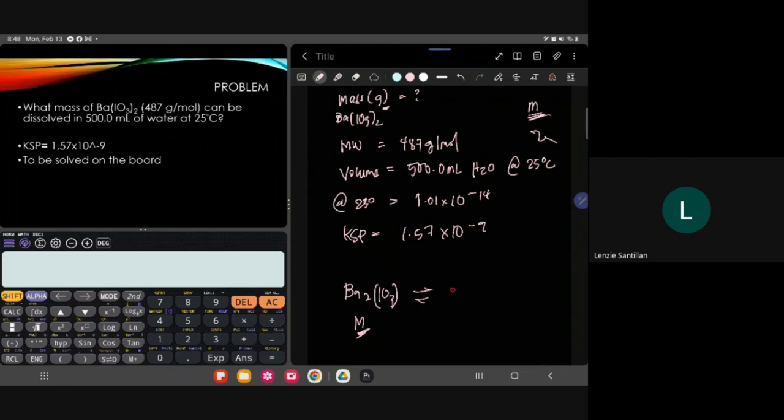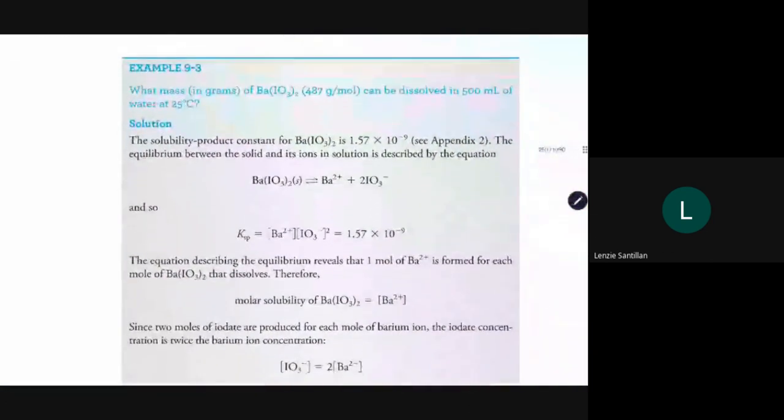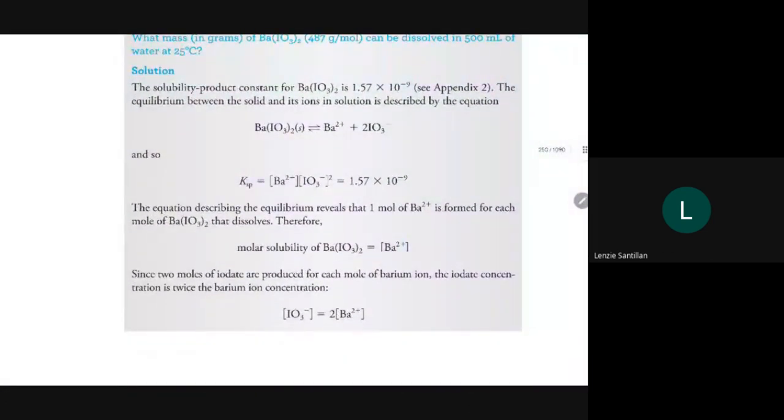So hindi natin alam kung ilang percent din magdi-dissociate si barium iodate into barium plus iodate. Sorry, na-confuse ako kay sulfate and iodate. Okay, yung sabi ko kanina sulfate, that's iodate. Okay? So let's turn to Skoog. Tingnan natin yung formula na ginamit niya. So ito yung kanyang equation. Barium iodate will dissolve into barium and 2 iodate. Okay? So, the KSP is barium times iodate.